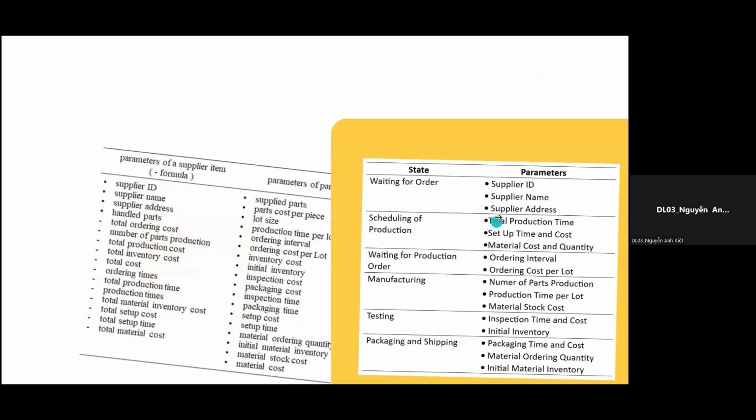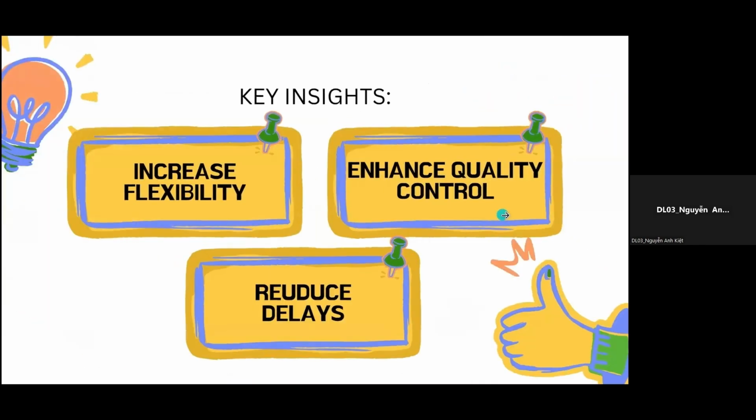By integrating the diagram and parameters table, the supplier enterprise can enhance its performance by simulating different situations and cases, which will also enhance the performance of the whole virtual supply chain by enhancing flexibility and quality control, and also reducing delays.